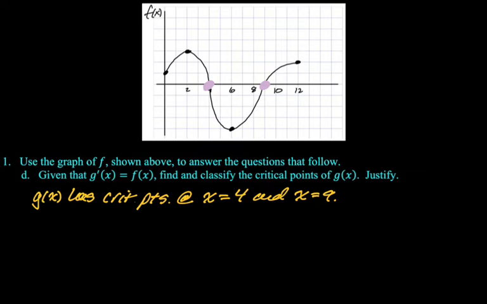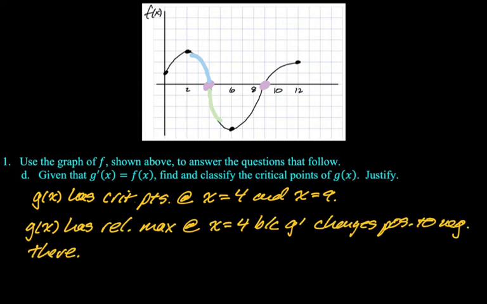Now we need to classify them. At 4, you can see that g prime is going from positive to negative, which means g is going from increasing to decreasing. That's a relative maximum, so let's write that down. G of x has a relative maximum at x equals 4 because g prime changes positive to negative there. Notice I didn't say g prime equals f of x. I just got tired of doing it. Usually you don't answer so many questions about the same topic at the same time, so it's a little easier to go in with those sorts of things.